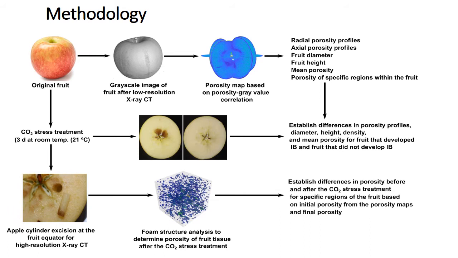After the stress treatment, fruit were evaluated for browning incidence, and cylindrical samples were obtained from the browning affected and unaffected fruit. These samples were scanned with high-resolution X-ray CT to determine porosity. This whole procedure allowed us to determine porosity profiles, porosity distribution within each fruit, tissue density, and fruit size.